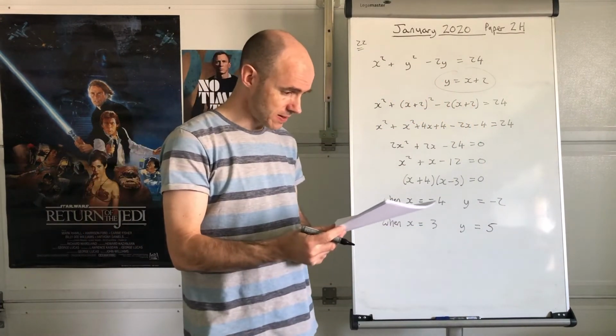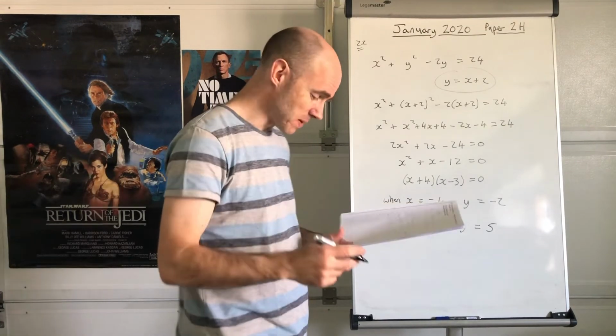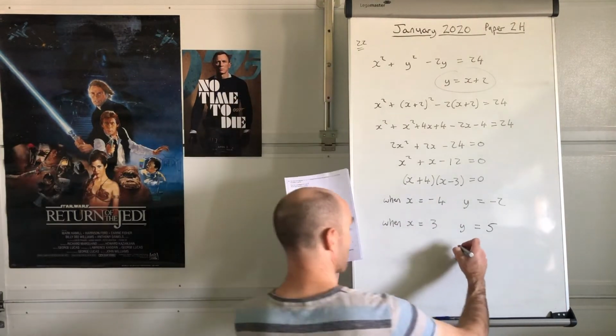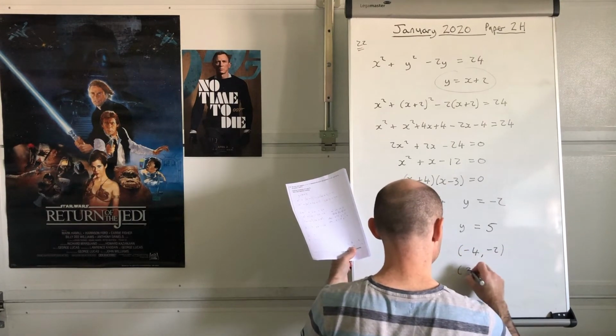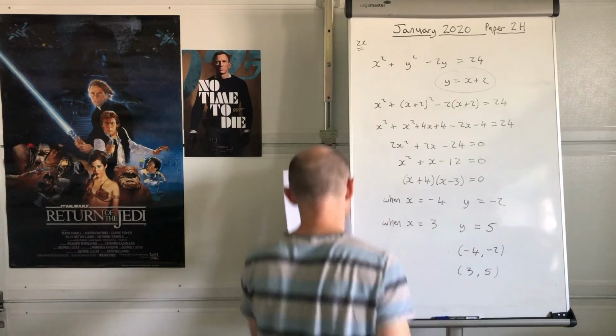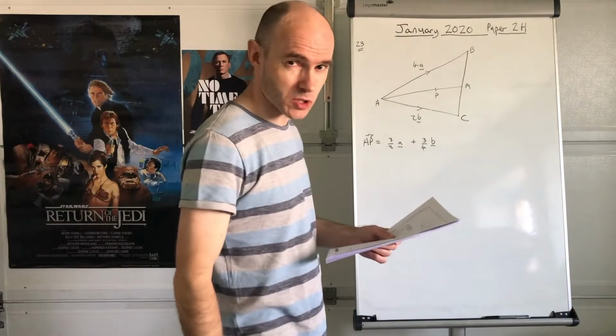Those are your answers. I think they need you to write them as coordinates, because notice in the answer space they've got coordinates written down. So just negative 4, negative 2, and 3, 5. Okay, that's it. Question 23.